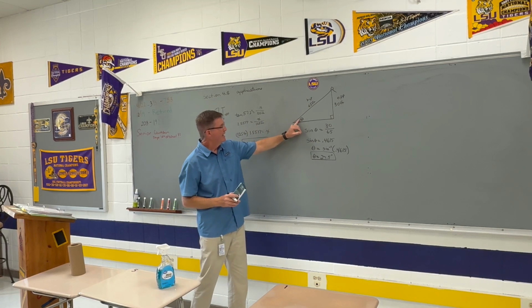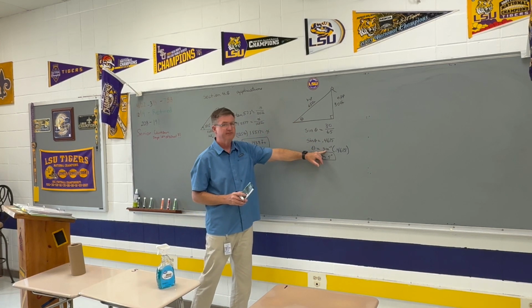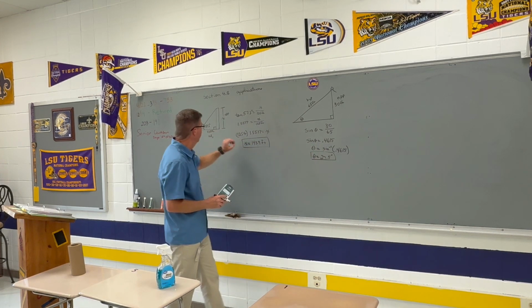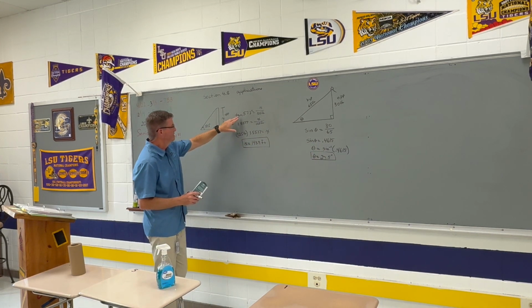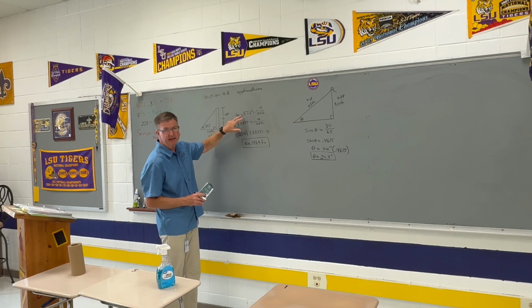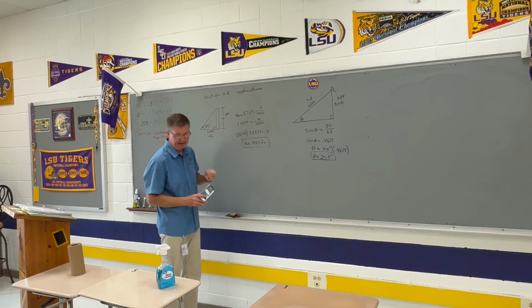When looking for the angles, we're going to hit the inverse buttons, whether it's the inverse sine, inverse cosine, or inverse tangent. When looking for the sides, we're just hitting the sine, cosine, or tangent button in order to get our decimal.